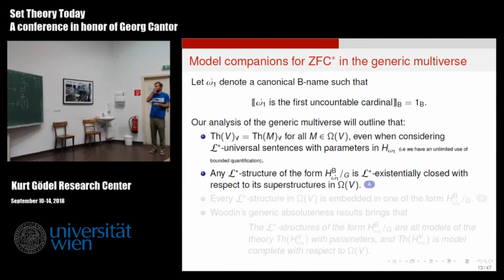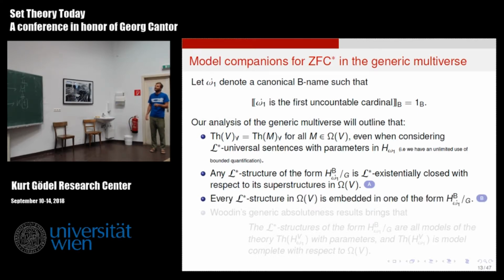Because Shoenfield's absoluteness tells us that whenever you go to a forcing extension of the ground model, every sigma 1 formula in a real parameter which is true in the forcing extension is already true in the ground model. So this is saying this structure is existentially closed. So it's a very strong indication that this theory should be model complete.